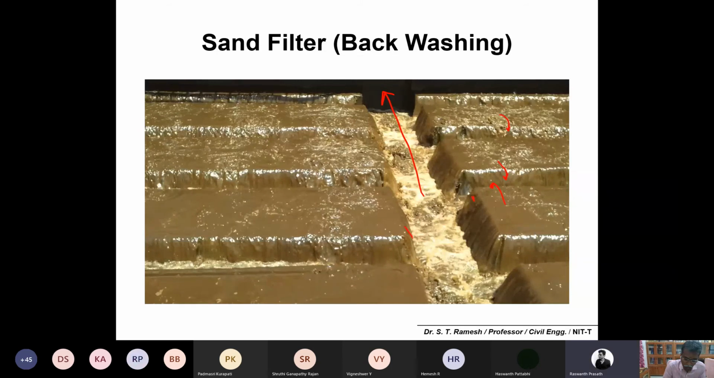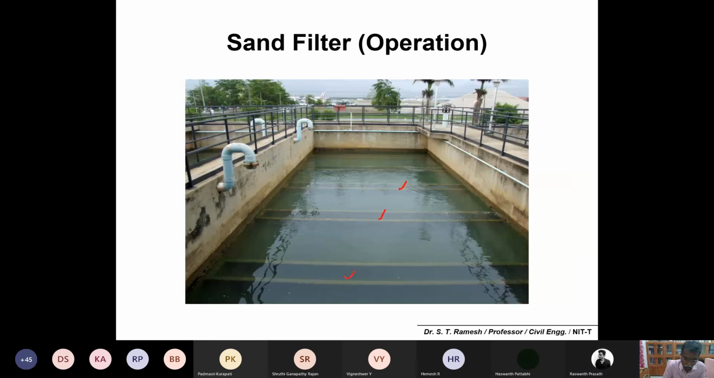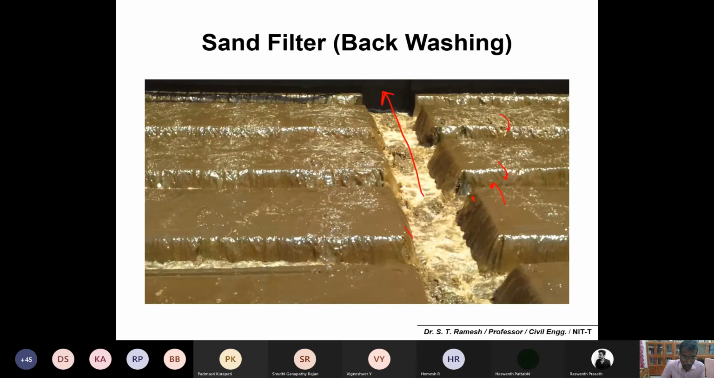Yes, sir. Okay, you just note the difference: during operation it will look like this, and during cleaning, stop the influent and force the water from bottom to top. So whatever is blocked within the pores of your sand will rise with the higher velocity of water, and that muddy water can be collected through the wash water troughs. Now you can understand what a wash water trough is. Water will rise up to the level of the wash water trough, be collected through it, and be taken further into a further treatment operation.